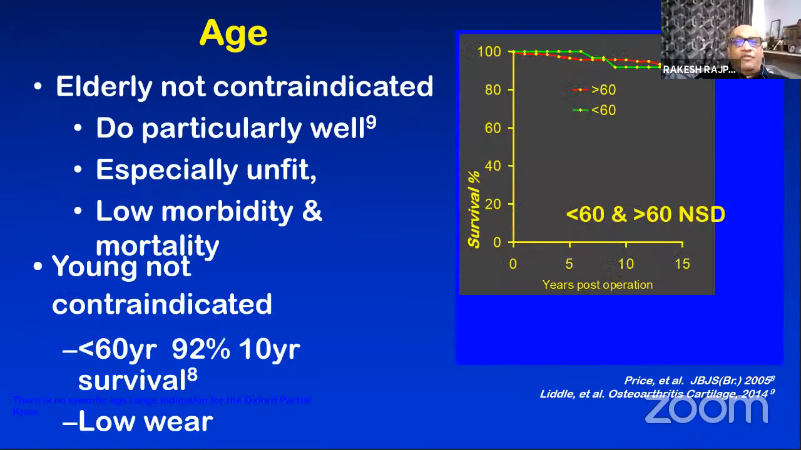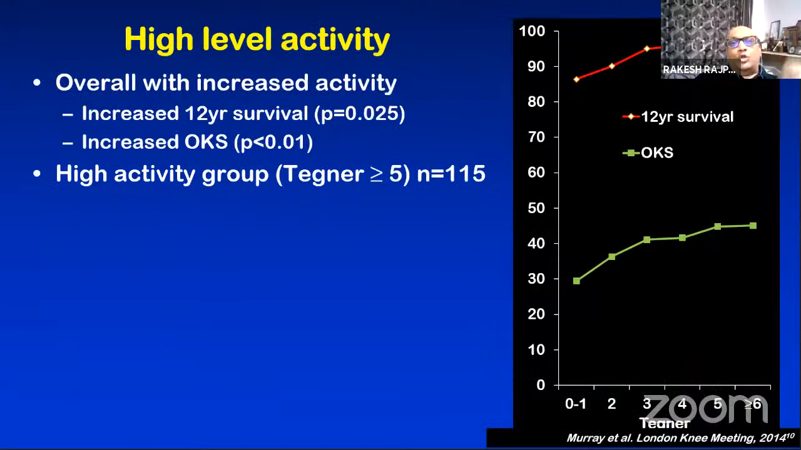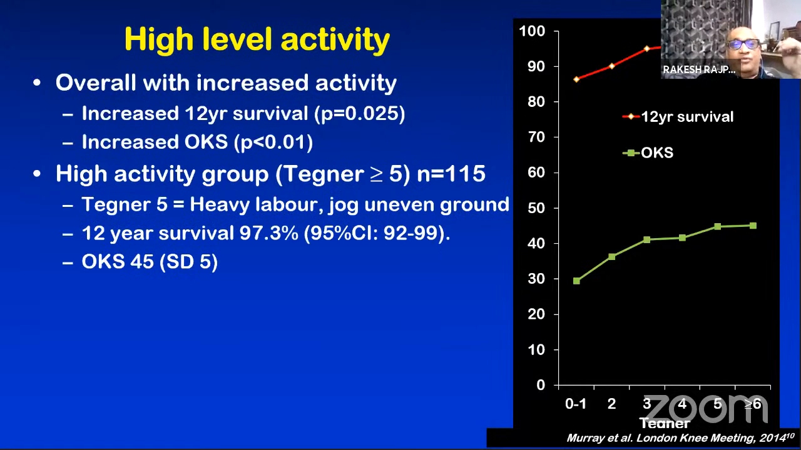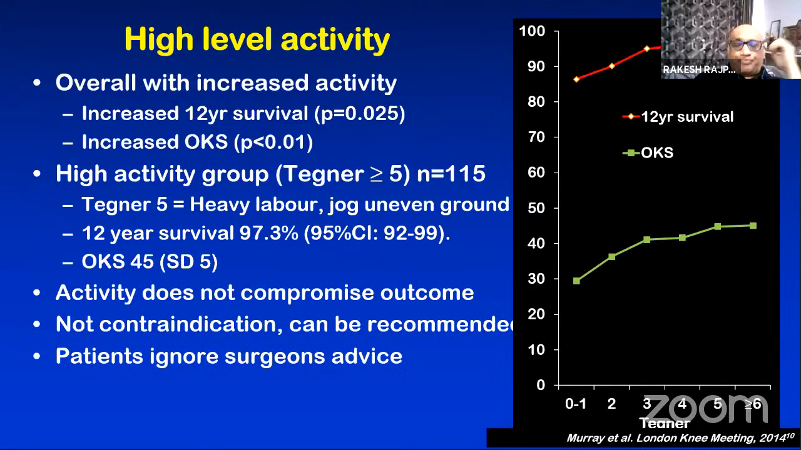Now let's look at the high level of activity. The Oxford group, when they look at high level of activity, use the Tegner scoring. If you can really jump around, do all sports, skiing and all that, you would be graded as Tegner 5. And if you are just doing casual sports, you would be Tegner 1. In between 1 and 5, you have lots of scores you can give. Even in these high activity groups, the Oxford survival is quite high. So I think the more active the patient, the better a UKR will perform compared to a TKR. However, if the patient is suitable for a high tibial osteotomy, I think that might be the operation recommended for these patients.